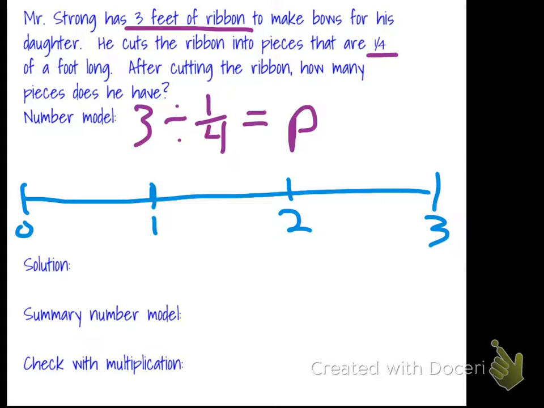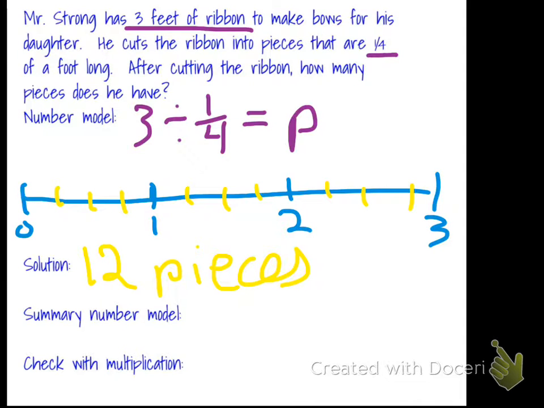Now, if I'm dividing, remember I'm breaking it into equal pieces. I'm breaking it into 1/4 pieces. So there's 4, and there's 4. I'm breaking each foot into 4ths. Now my question asks, after cutting the ribbon, how many pieces does he have? So now I just have to go back and count. 1, 2, 3, 4, 5, 6, 7, 8, 9, 10, 11, 12. So my solution is he has 12 pieces of ribbon.